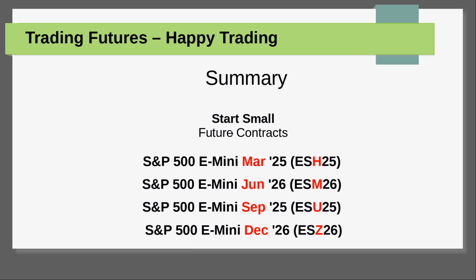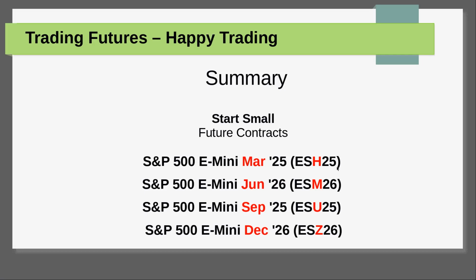One contract. Remember, these are future contracts, so they do have expirations. I'm using this example for the S&P 500 E-mini contract. This is what the symbol is going to look like, and they're going to have these designations. For March, you have H. For June, you have M. For September, you have U. For December, you have Z.